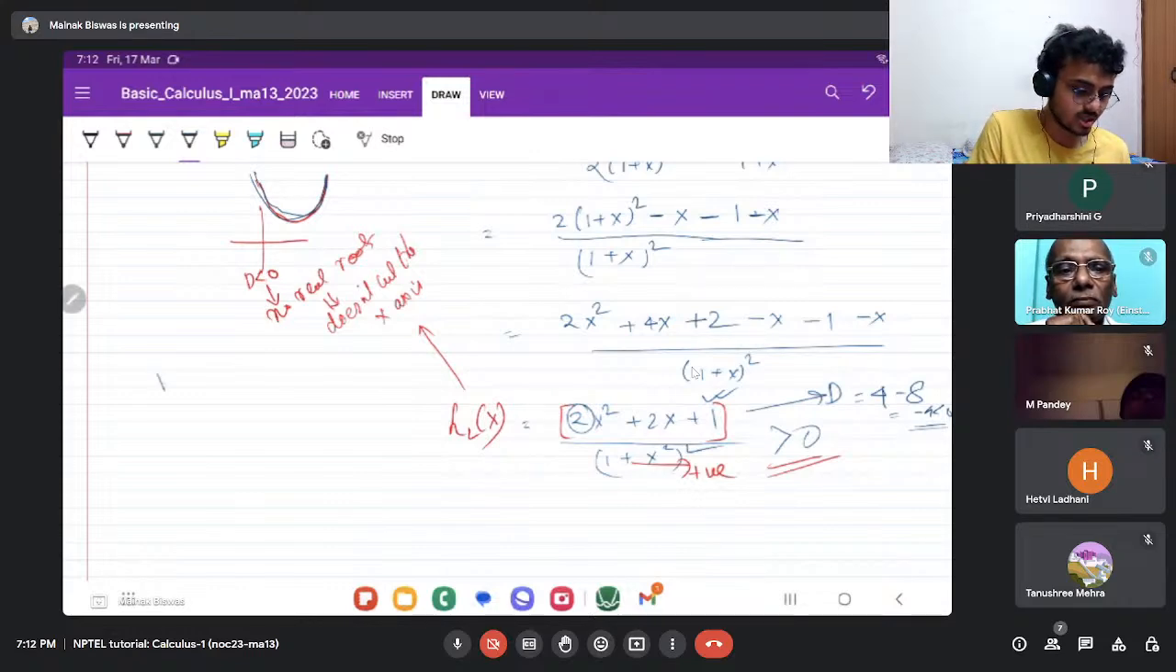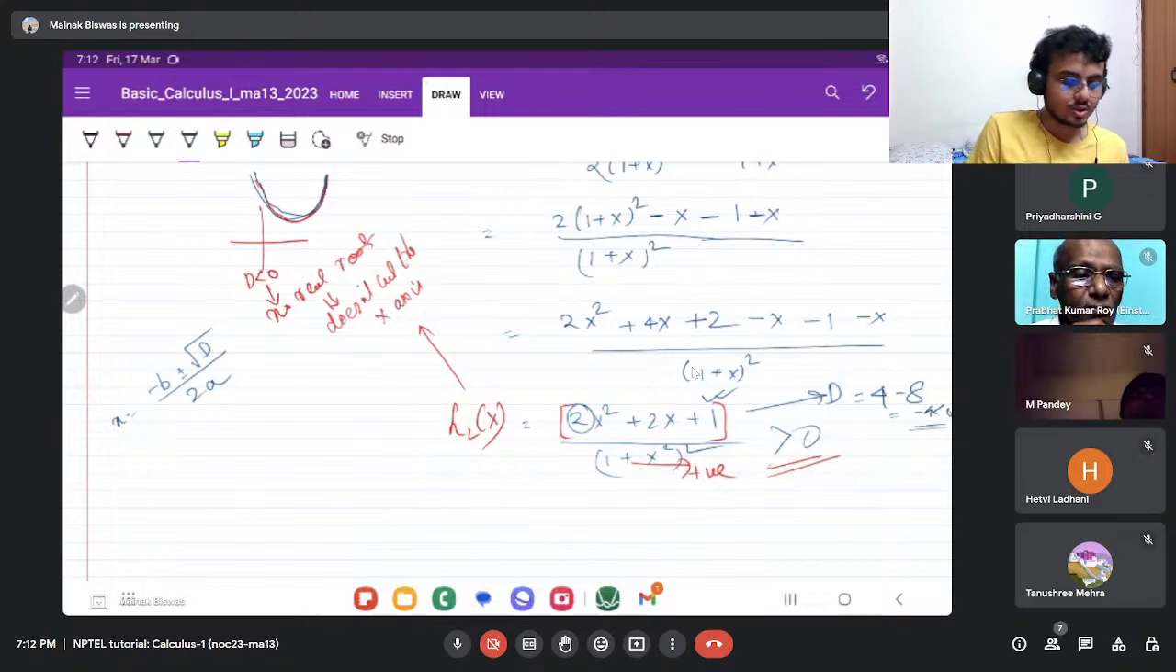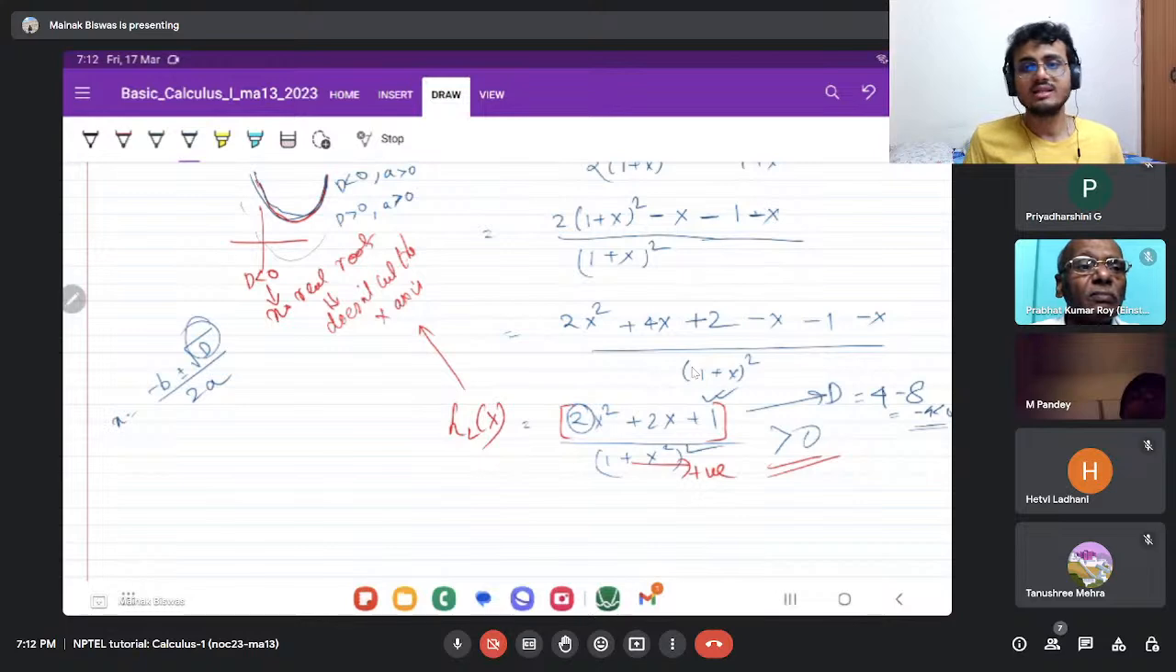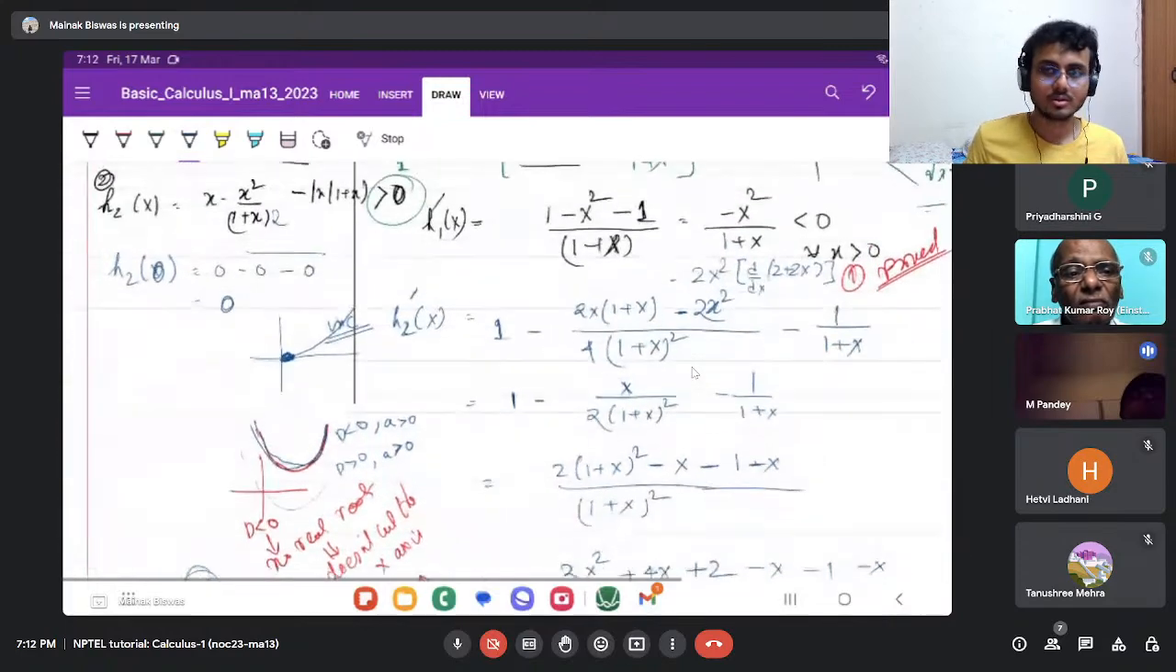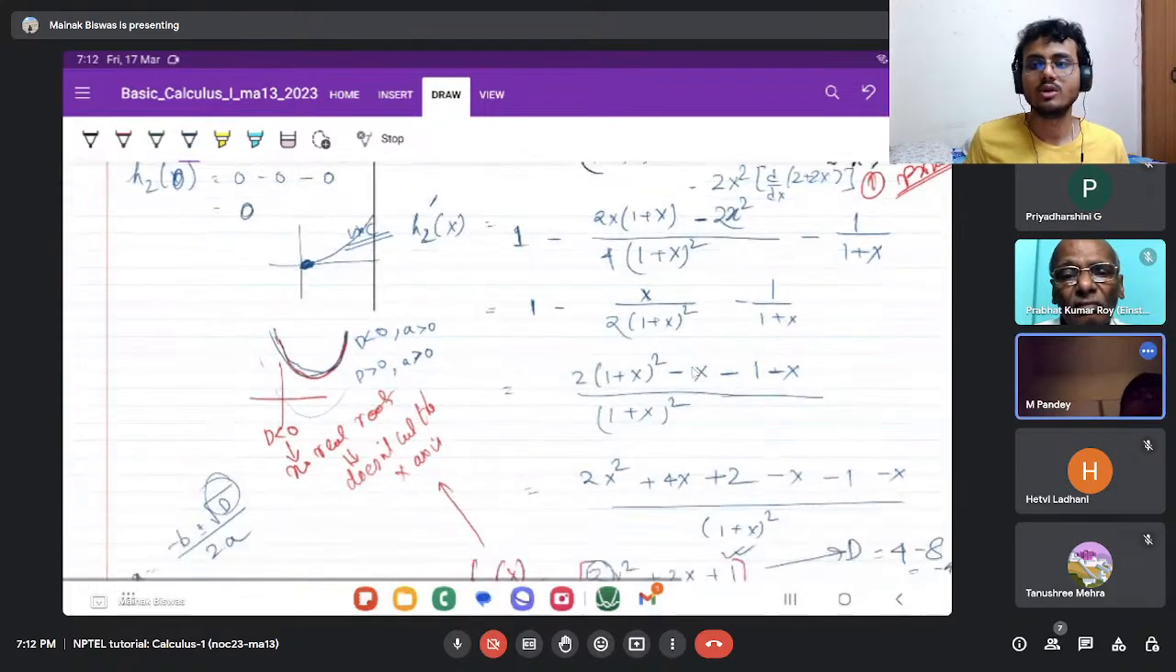Because you remember Sridharacharya formula. If your discriminant is positive, only then will your quadratic cut the x-axis. And this is for a greater than 0. If a is less than 0, you will have a quadratic that is always negative, similarly. So that solves our question. Yeah, go ahead, Mr. Pandey.